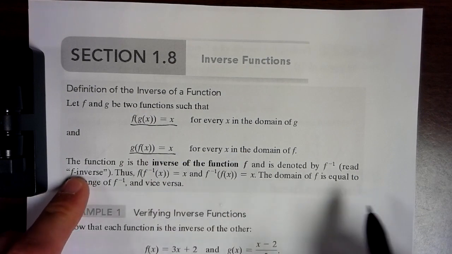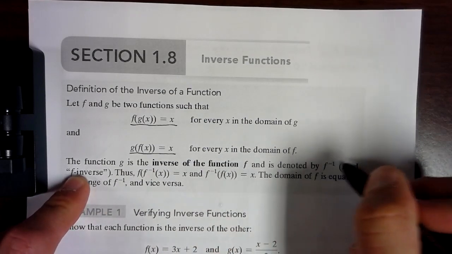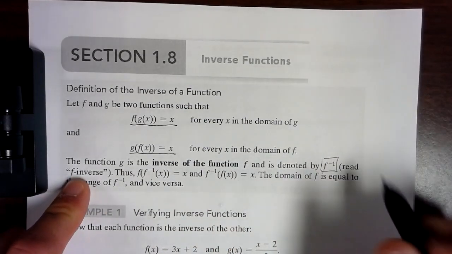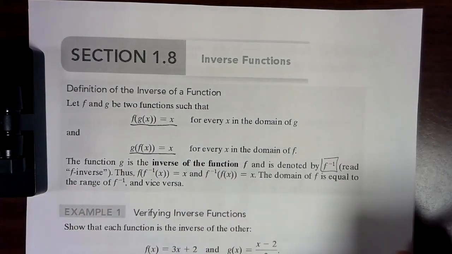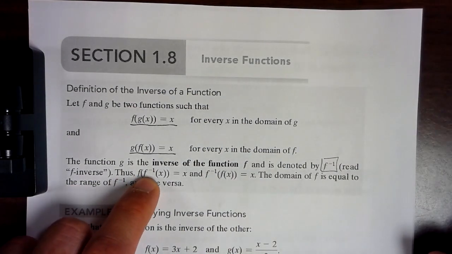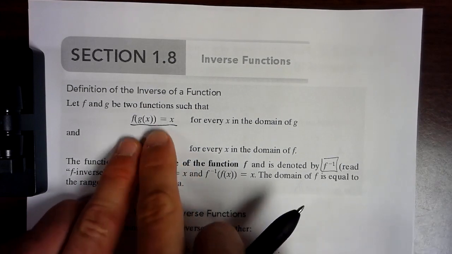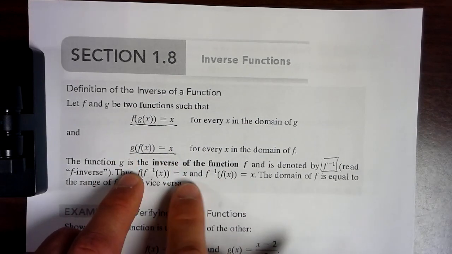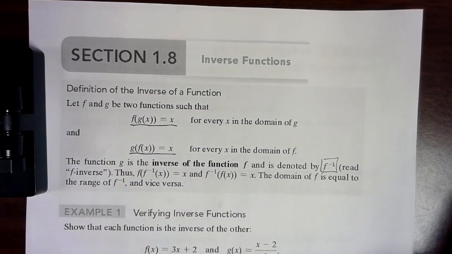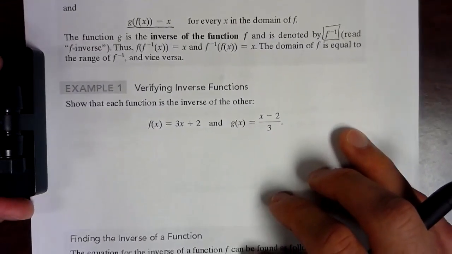Another important piece that we have up here: the function g is the inverse of the function f. And here's our notation where we see f of -1, and it reads f inverse. So f of its inverse should always equal x. That's basically showing that if we take a composition of an inverse with its original function, it should always give us x. So let's see what that looks like, because without an example, it's just a bunch of words that don't mean a whole lot.